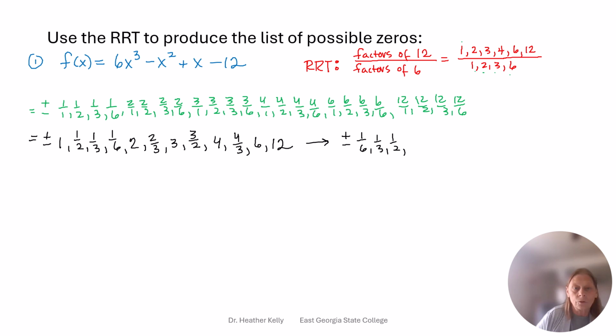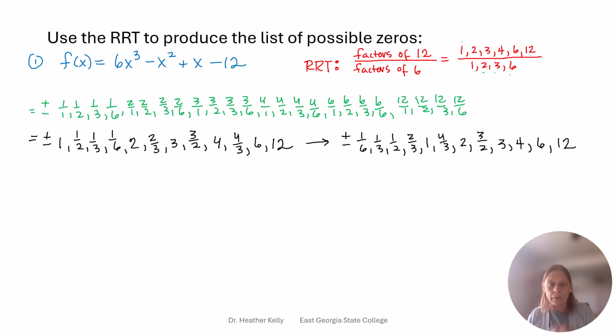2/3, 1, 4/3, 2, 3/2, 3, 4, 6, and 12. It's just nice. You don't have to, certainly, but it'll help you kind of keep your business in order.